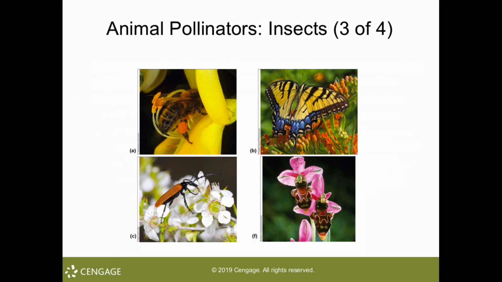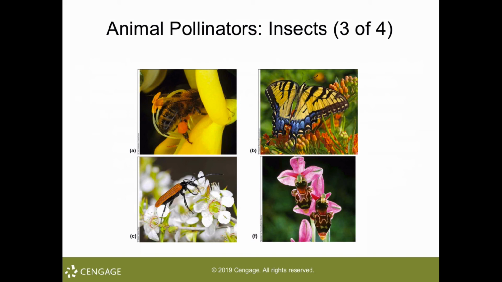So there you have it. Please see the video on Canvas that shows you what you're seeing here at part F of the Ophrys. It's an amazing video, and it's only approximately 2.5 minutes long.